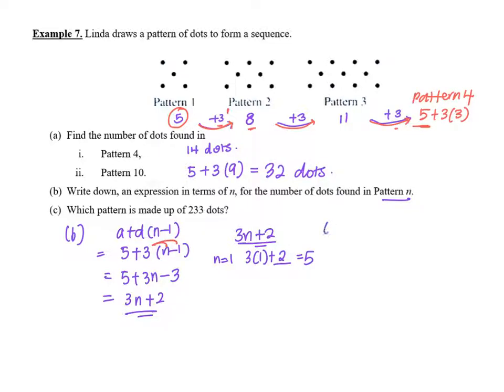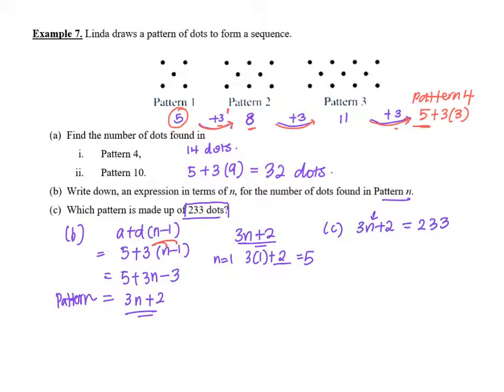Now part C asks which pattern. If it's asking which pattern, do I know the n term? I do not know what n is, right? But they tell me pattern n will give me 3n plus 2. So that means pattern n will have how many dots? 233. So my pattern n will have 3n plus 2 dots, and I know that the number of dots given to me is 233. Can I find what this n, the pattern number, is?